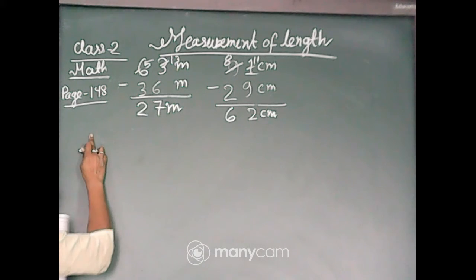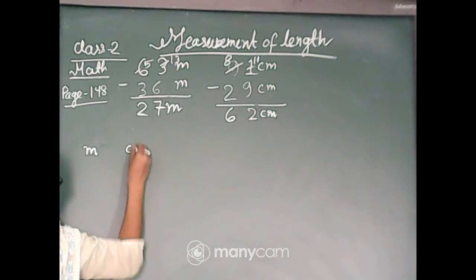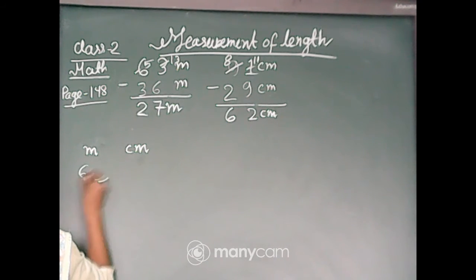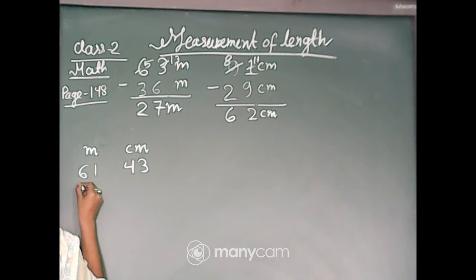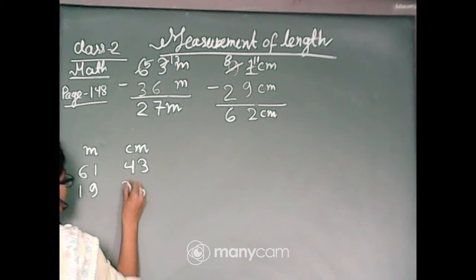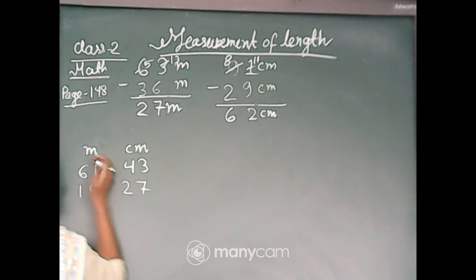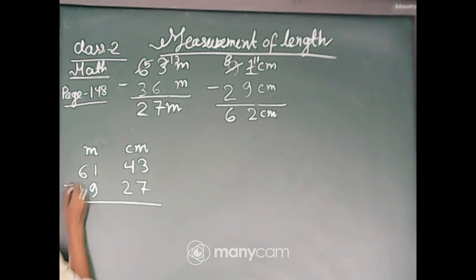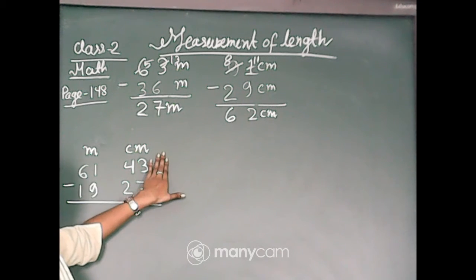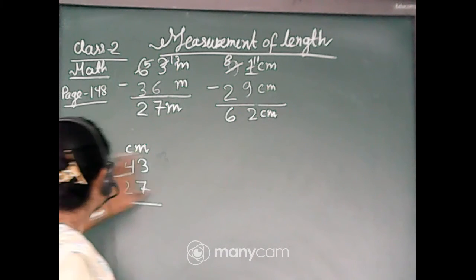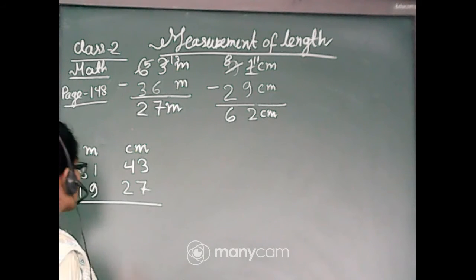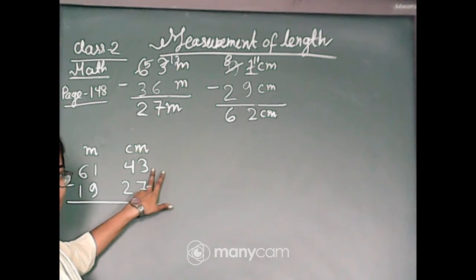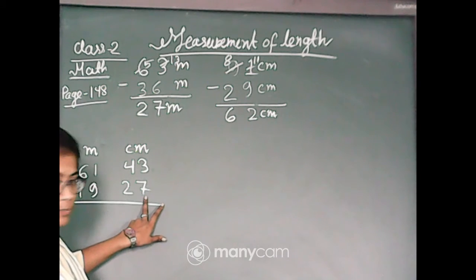Now come to the next math. In this math you will see that meter and centimeter both units are present. As I told you many times, whenever you write these types of math in your copy, you should give some space between meter and centimeter. Now let's start. First we will complete the centimeter part subtraction, and after that we will complete the meter part subtraction.